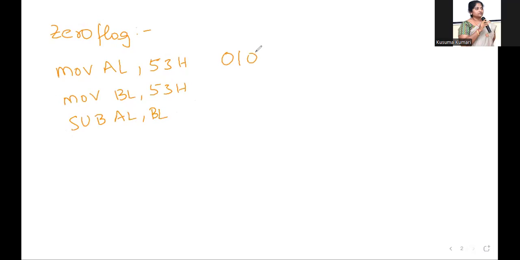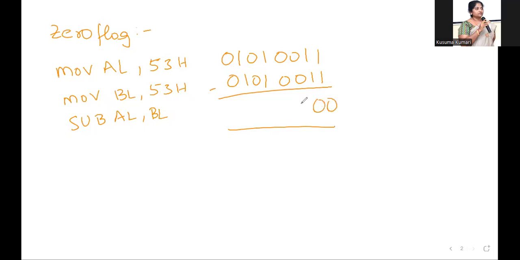5 means 0101, 3 means 0011. Similarly 0101, 0011. Then what happens? This is the subtraction, minus operation. 1 minus 1 is 0, and all bits are 0. That means it is a 0 result. Then the zero flag is set to 1.